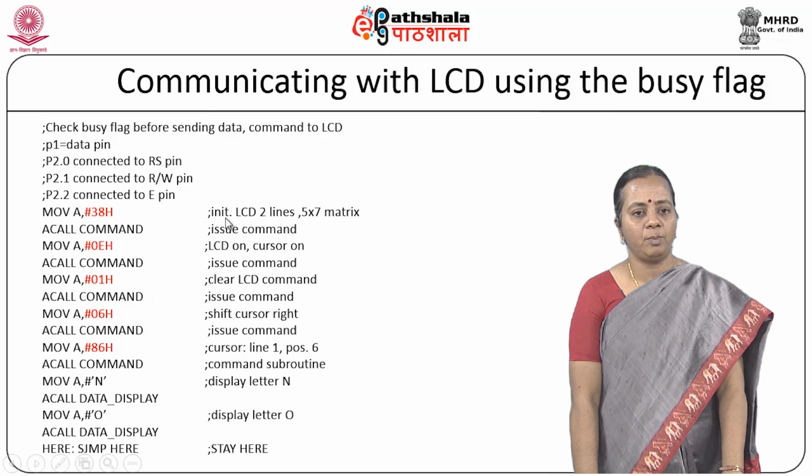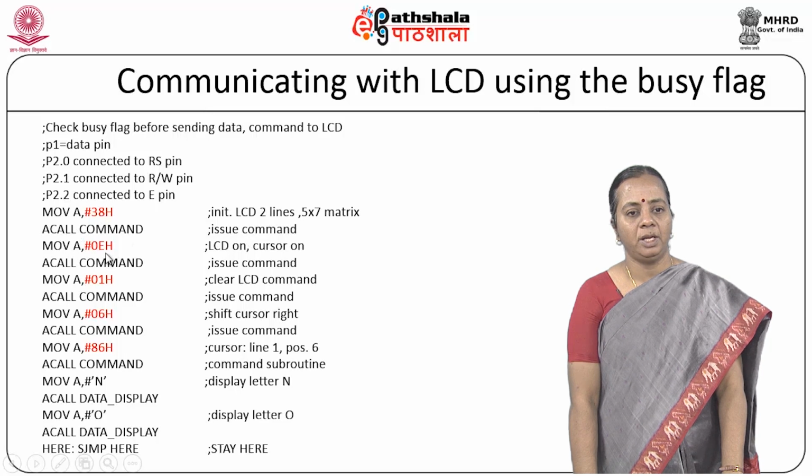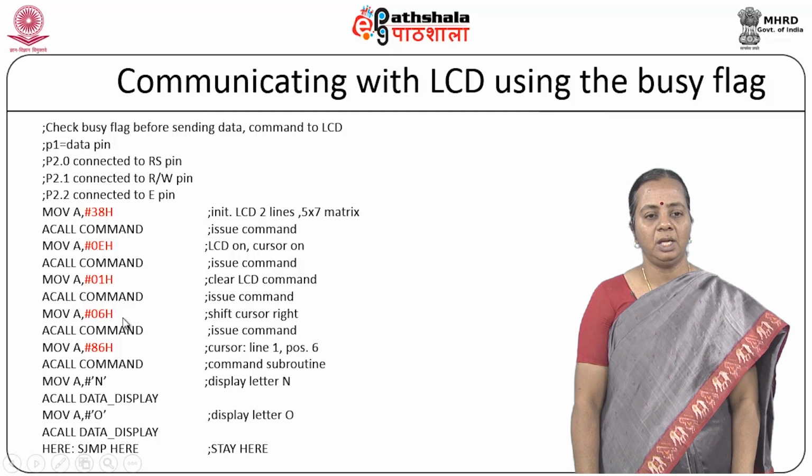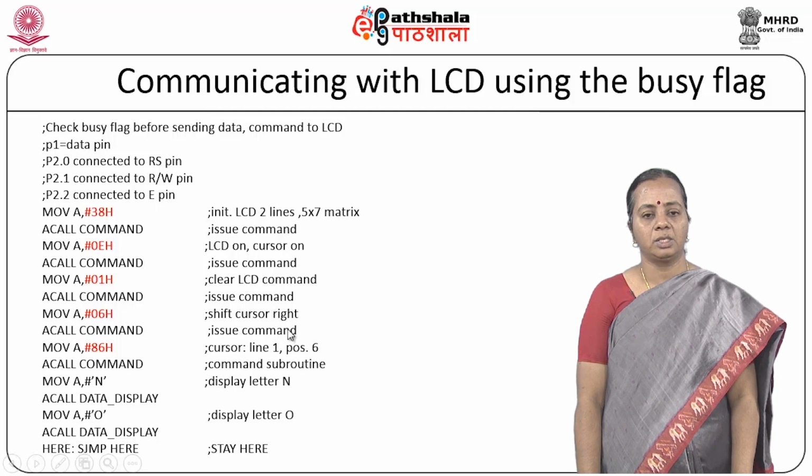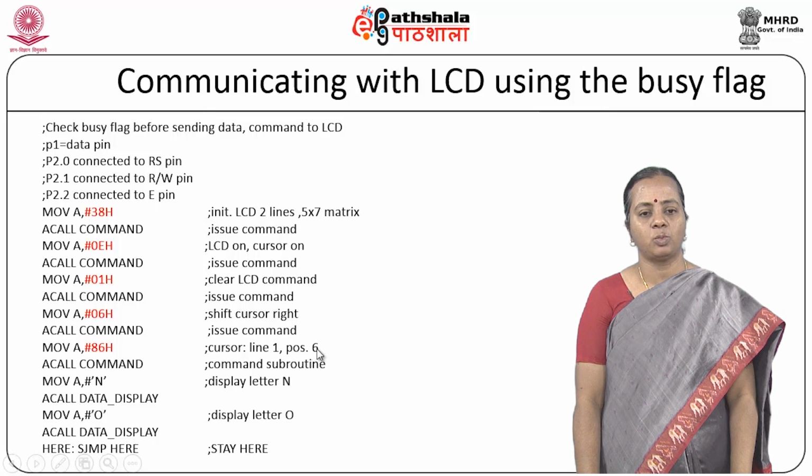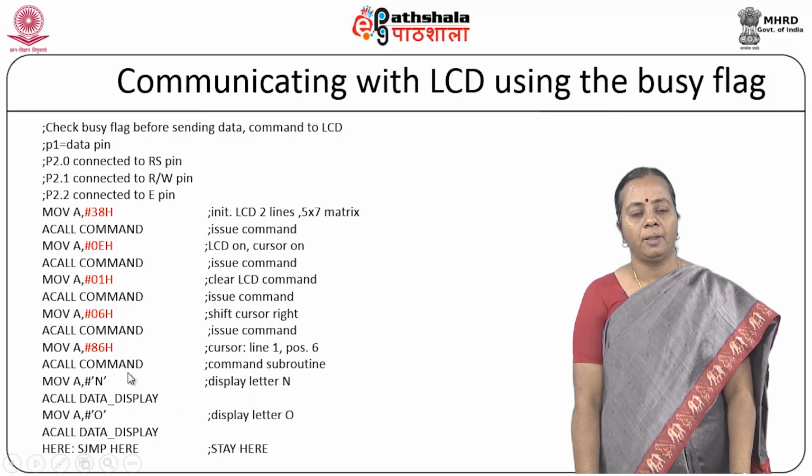So, remember that first I made it move A comma 38, which makes 2 lines and 5 cross 7. Again, I call the command write routine. Again, by moving 0E as a command, and calling command write, the LCD is on, cursor on. By sending 01, it clears the LCD. Again, I am sending 06 so that the cursor moves to write, and by sending 86, which makes the line position as 1 and position as 6, I can place my cursor at whatever position I want to have.